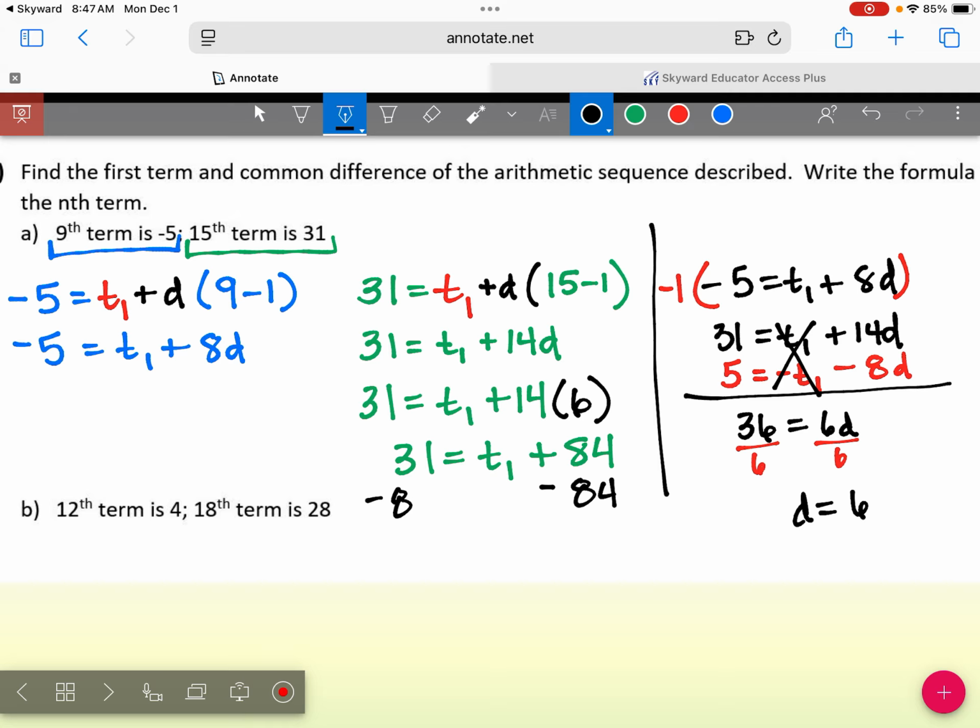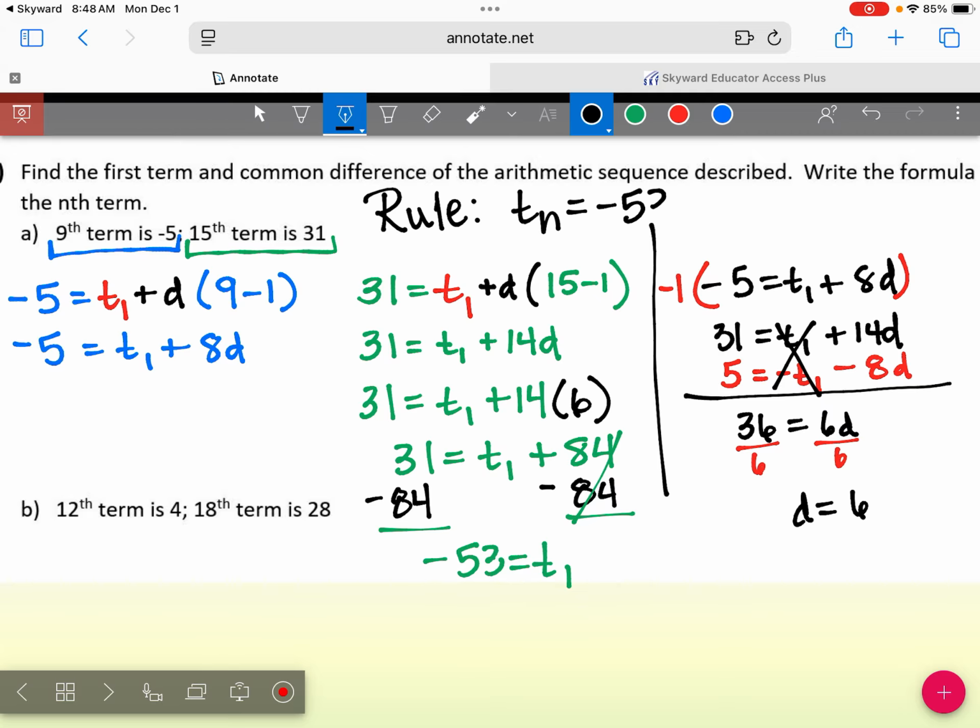All right, I want you all to do question B on your own, and I'm going to work it out and show the answers at the end. But, oh wait, let's finish this real quick though. So 31 minus 84 would be what? So the first number is -53. So when I write my rule, here's the answer because they want us to write a rule. Here's my rule. The rule would be T sub n equals the first number plus the common difference, which is 6, parentheses, n minus 1. This is the answer.